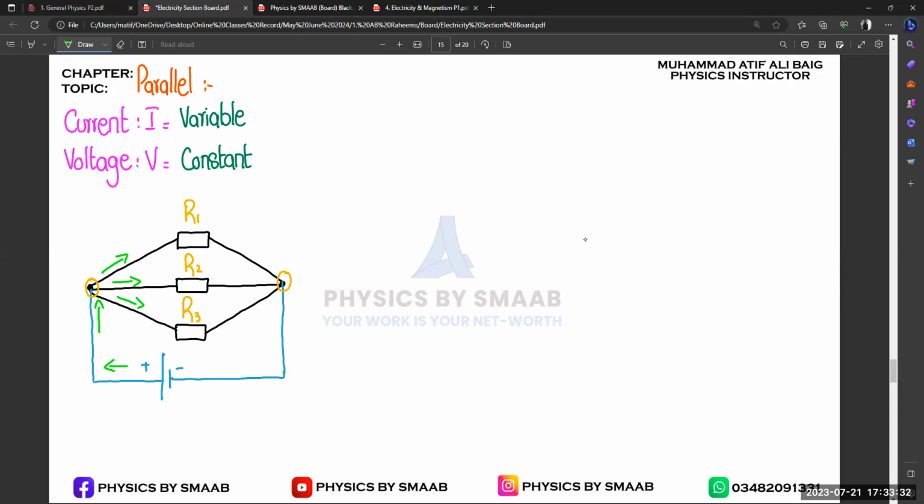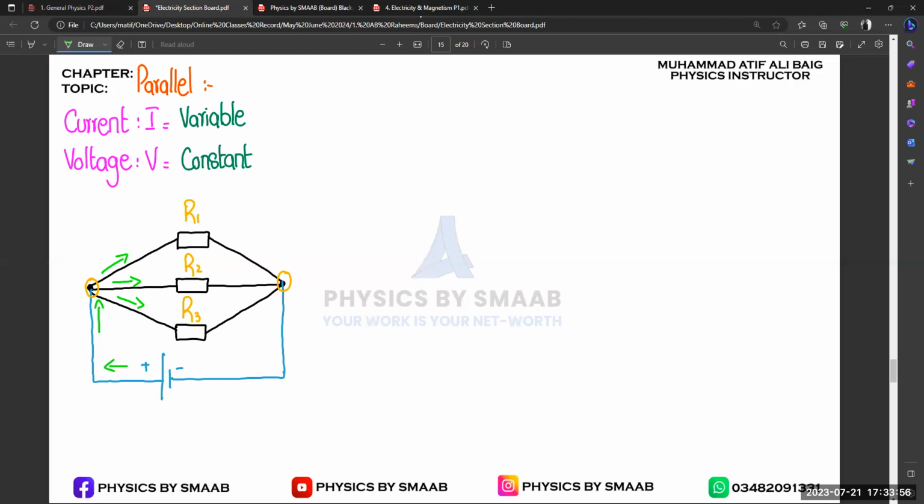Why would they be different? Charges will divide, so we can say that the current will be different at each branch. Originally we are getting a greater value of electric current, but due to the division into three different paths, the value of electric current will be variable.